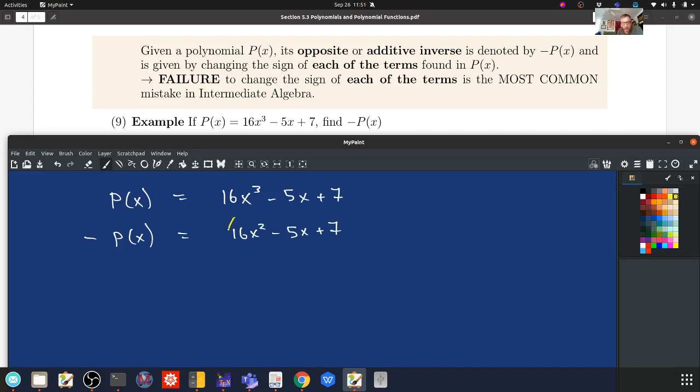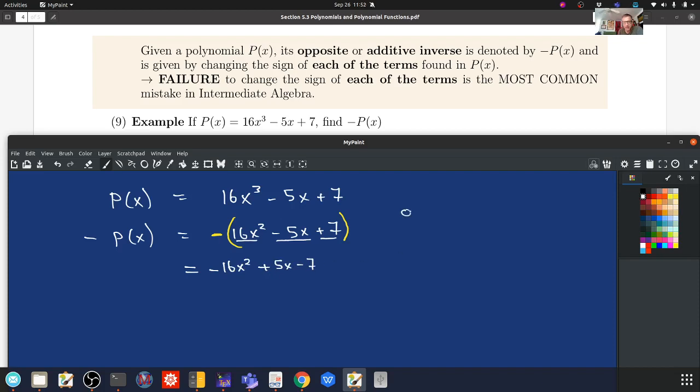Literally enclosing it in parentheses and put a negative sign in front of it. And once you've done that, we can apply the rule. Now, what I do is I look on the inside here, and I change each one of the signs. It's minus 16x squared plus 5x minus 7.